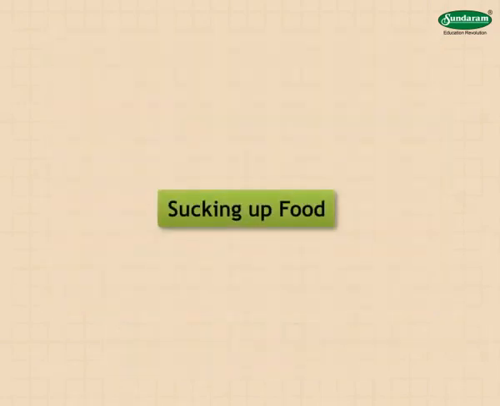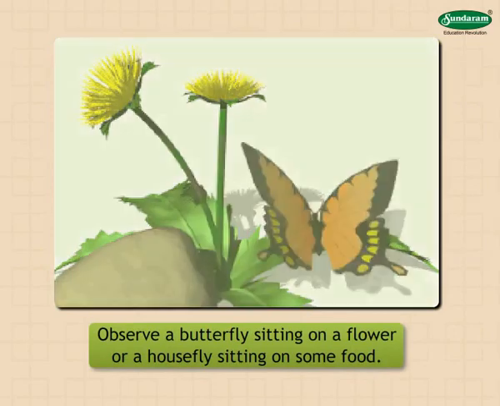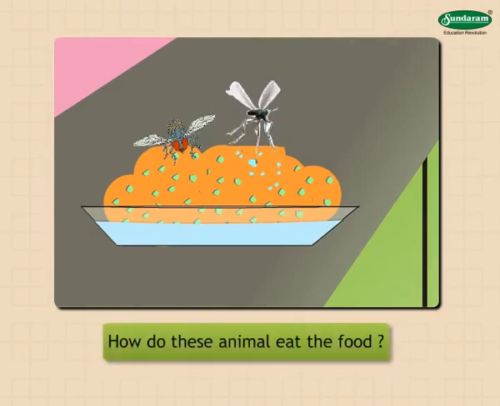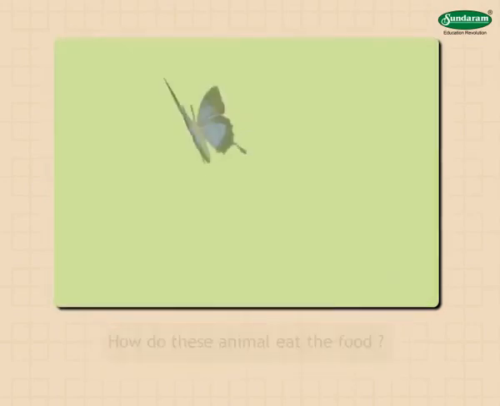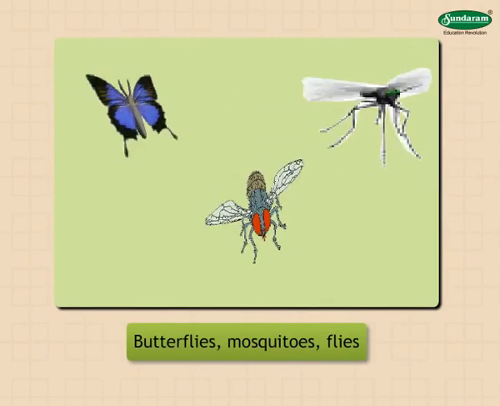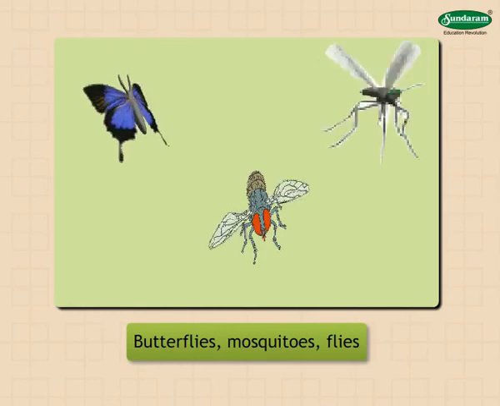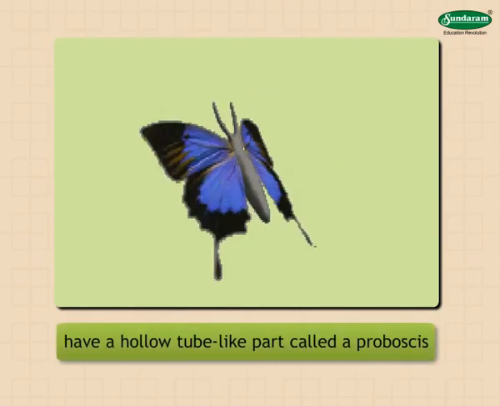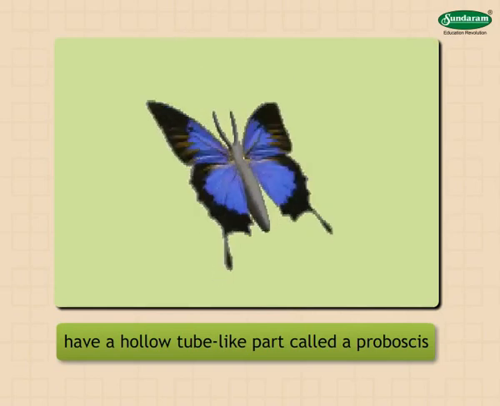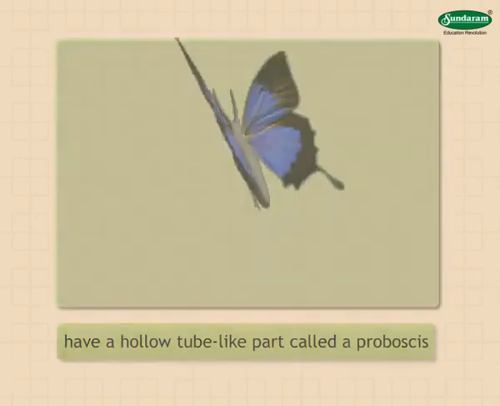Sucking up food. Observe a butterfly sitting on a flower or a housefly sitting on some food. How do these animals eat the food? Butterflies, mosquitoes, and flies do not have a mouth and teeth like we do. In place of the mouth, they have a hollow tube-like part called a proboscis. They only take thin foods which can be sucked up through the proboscis.